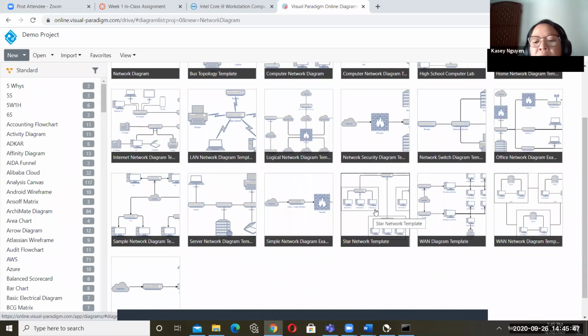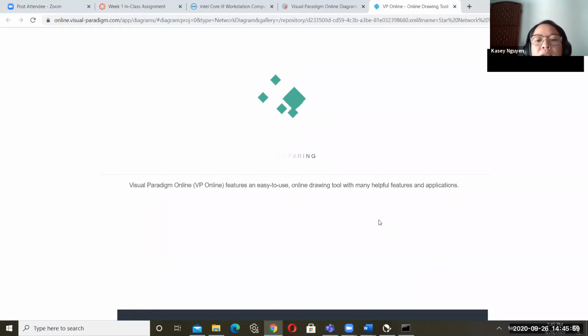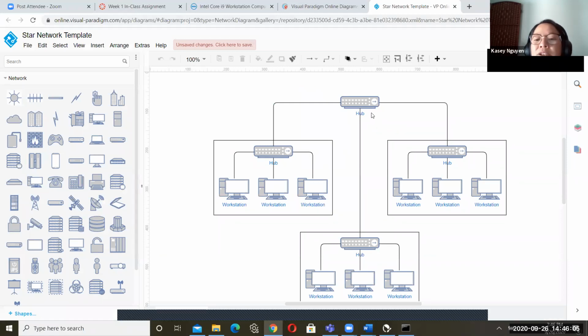So here's the star network template. If you go down to the bottom row, you would select the star network template. I want you to get used to looking at network diagrams. Okay, so notice that it spokes out to the other hubs. So I have a main hub and that main hub connects to two hubs. Those two hubs connect to the computers in two separate segments. And then that main hub connects to a third hub and that hub connects to the computers in its segment.